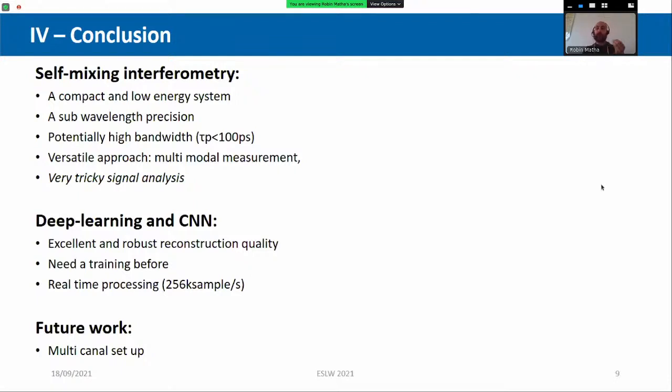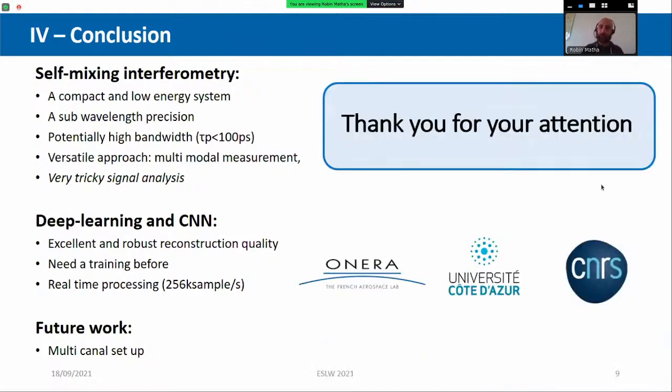So our future work is to try a multi-channel setup to be sure to have a self-mixing signal to refine the displacement. So thank you for your attention, and if you have questions.